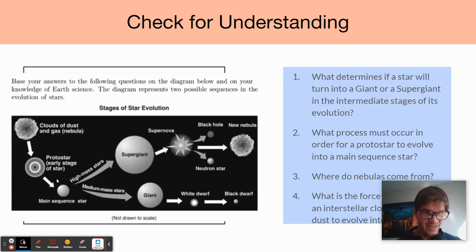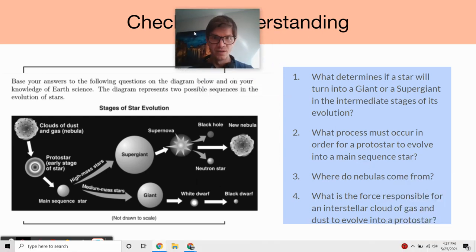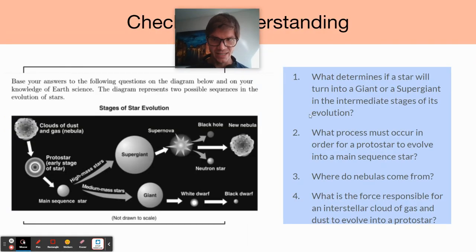Here it is again, same or similar diagram, same type of evolution that it's asking about. Let's take a look at these 4 questions. What determines if a star will turn into a giant or a supergiant in the intermediate stages of its evolution? As it goes from a main sequence, from a giant to a supergiant, the biggest difference is going to be its mass or its initial mass.